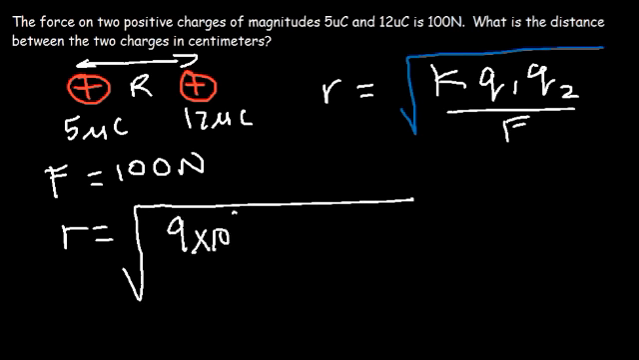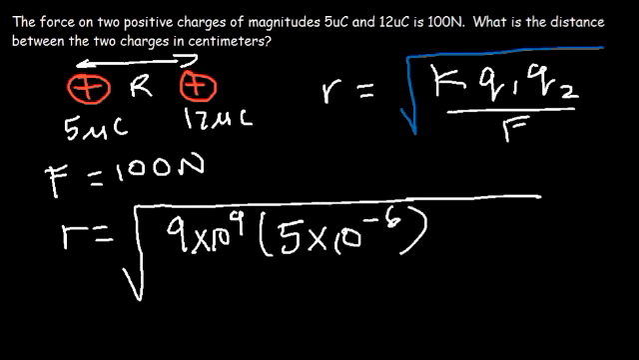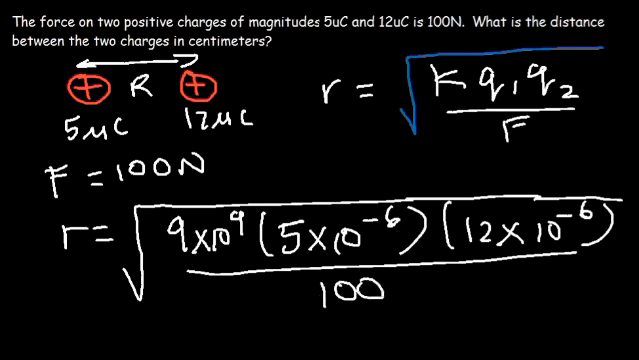So k is 9 times 10 to the 9. q1, that's 5 microcoulombs. So make sure you write it as 5 times 10 to the minus 6. You have to convert it to coulombs. And then 12 microcoulombs is 12 times 10 to the minus 6 divided by the force of 100. So let's put this in a calculator. So I got 0.07348. Now, what are the units for r?